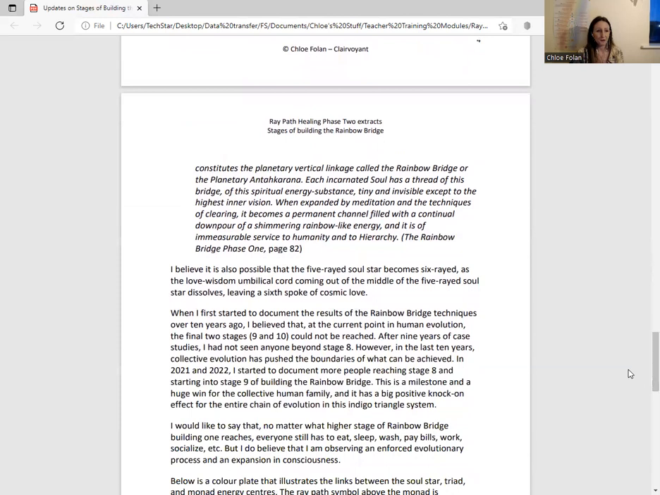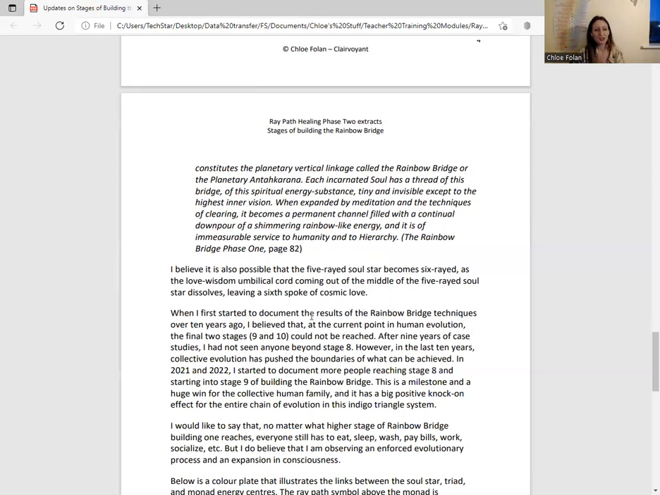On top of that phenomena, I believe it's also possible that the 5-rayed soul star becomes 6-rayed, as the love wisdom umbilical cord coming out of the middle of the 5-rayed soul star dissolves, leaving a 6th spoke of cosmic love. What I'm talking about there is when the higher self starts to eject back through its path of return. So 5-rayed soul star, but from the heart of the soul star, a thread of love connecting you to the portion of your higher self that's now going back through its path of return, leaving a better conditioned and evolved person with the soul fusion that's happened.